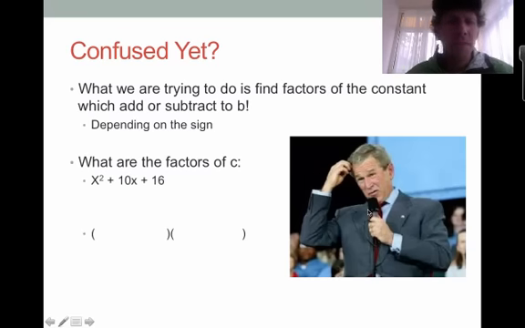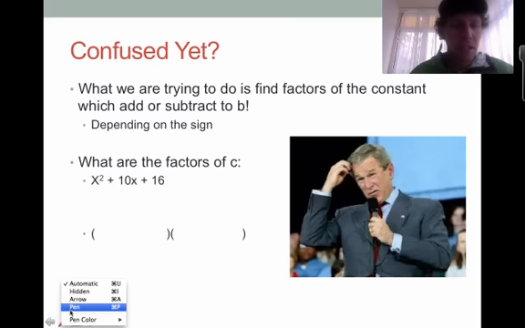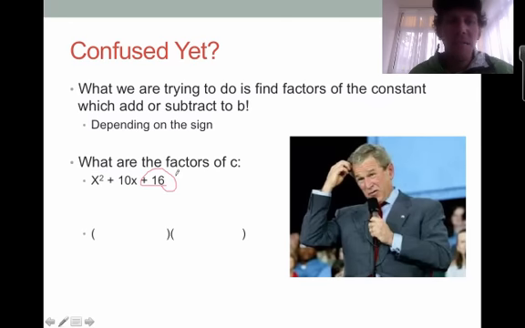So hopefully you're not that confused yet. But what we're trying to do is find factors of the constant. The constant, remember, is this c, this number back here. Factors, of course, are numbers that multiply to that number. And then, depending on the sign, we're going to find factors which either add or subtract to the inside term, b.